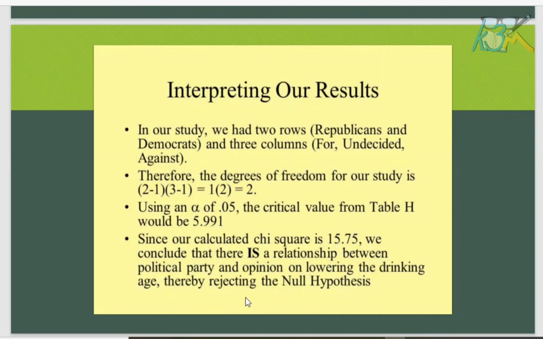Before we conclude, we first give the result: since 15.75 is greater than 5.991, we reject the null hypothesis. Therefore, this is our conclusion: there is a relationship between political party and opinion on lowering the drinking age. Okay? Then we are done.